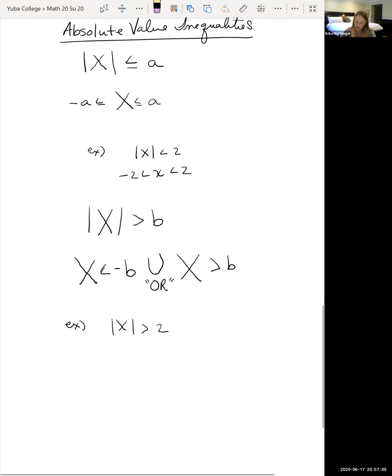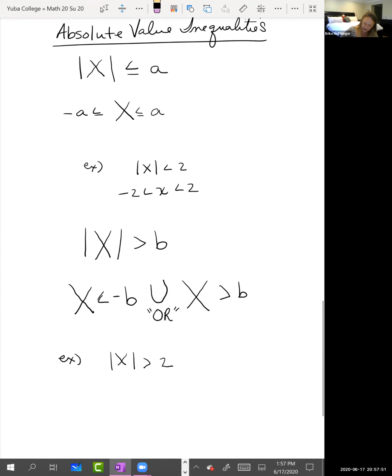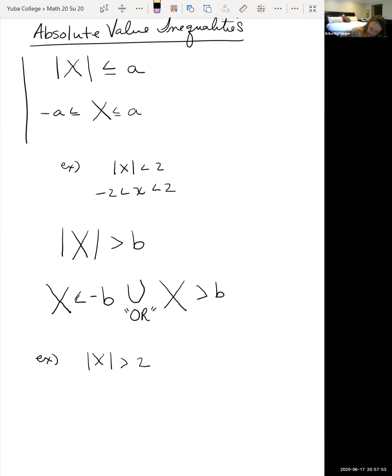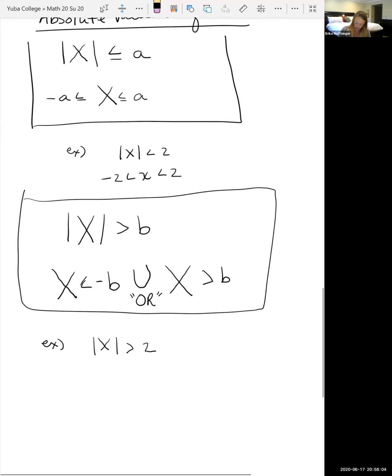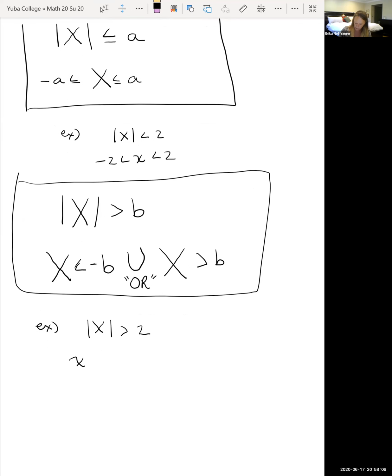Okay, so those are the 2 rules that you need in order to solve absolute value inequalities. And again, it depends on the direction the inequality is facing, which way you're going to use it. Let me just write this down. So x is less than -2, or union, x is greater than 2.